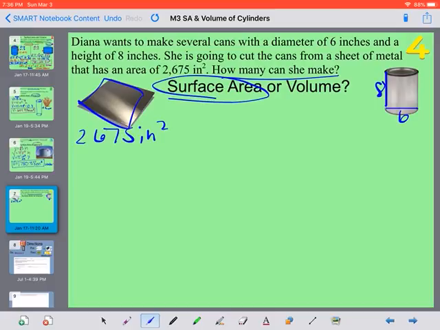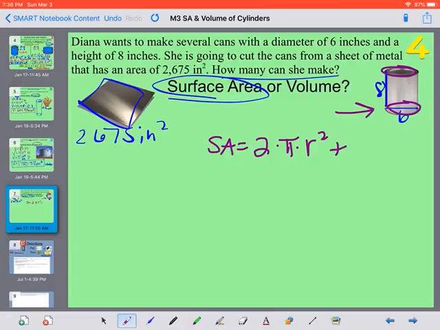So we're talking about surface area, flat. We need to first figure out how much surface area this can requires so we can figure out how many cans we can make. So our surface area is 2 circles. First we have top and bottom, 2 circles, where the area of a circle is pi times radius squared, plus the distance around, perimeter times the height, or circumference, pi times diameter times our height.